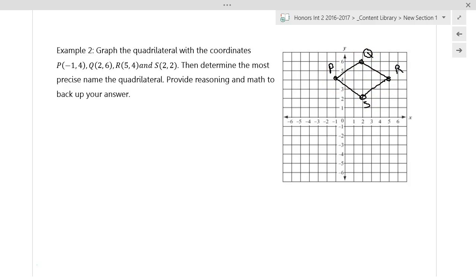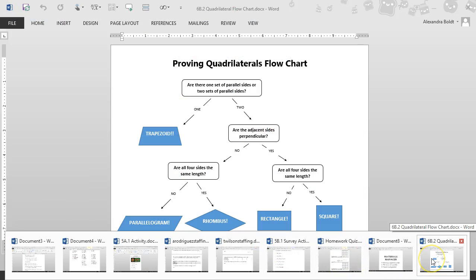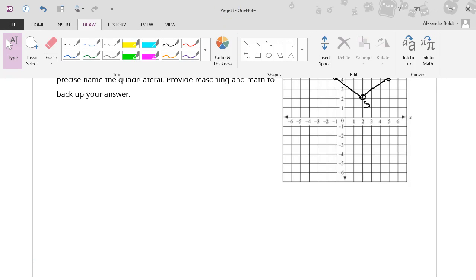So let's look at our first question that we need to ask ourselves. Our first question is, are there one set of parallel sides or 2 sets of parallel sides? Okay, so I'm going to find the slope of all of these to figure out if the sides are parallel. Remember, parallel lines have the same slope. Okay? So let's start with PQ.